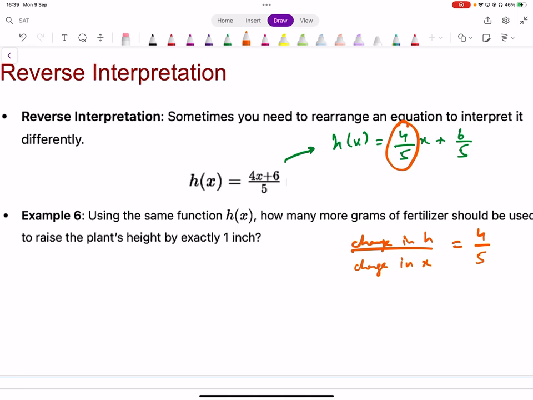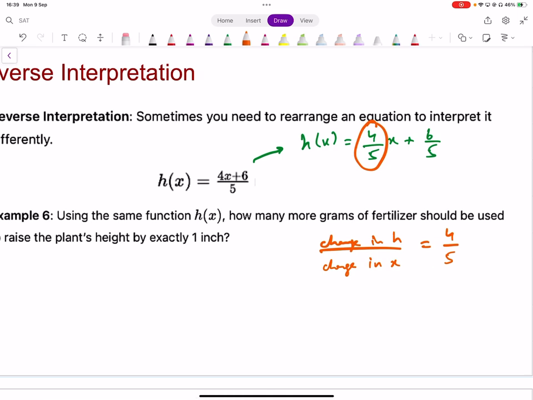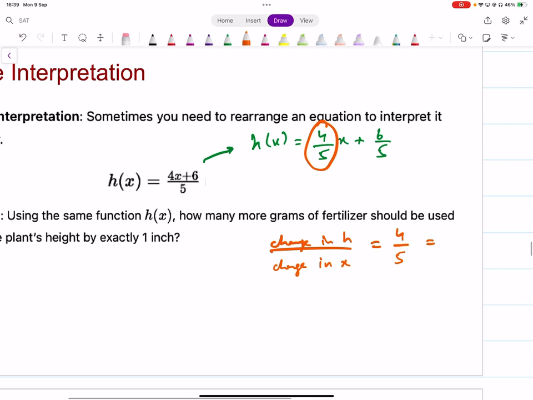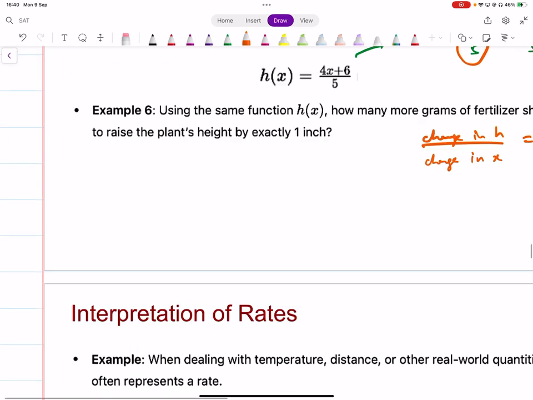That's the ratio. Now they're saying if height increases by 1 inch, that means the change in height, that means the numerator should be 1. What should be the change in fertilizer? You have to figure out this denominator. You can represent that by any letter and just find the ratio that you get from that. Cross multiply and that gives you 4p equal to 5, p equal to 1.25. That's what you want. So you just use ratios like that. Okay, let's move on.